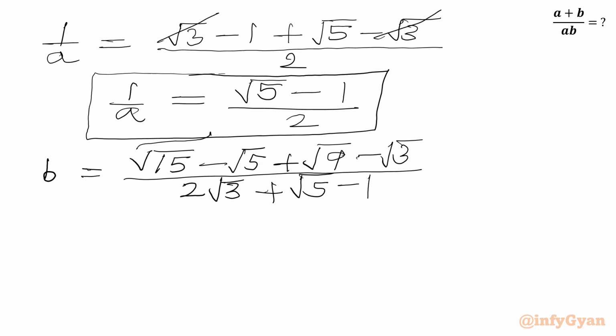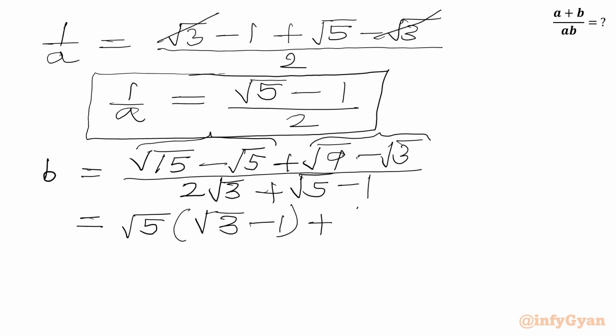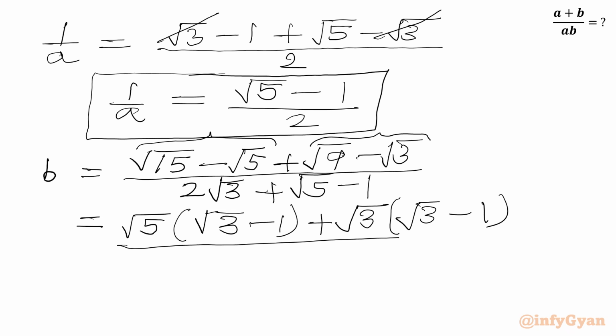Again I will consider root 5 common from here and root 3 common from these two. So I will be getting square root 5 in the bracket square root 3 minus 1 plus square root 3 is common in the bracket square root 3 minus 1. In the denominator we can write square root 5 first. Then we can split 2 root 3 as root 3 plus root 3. Then we can write minus 1.